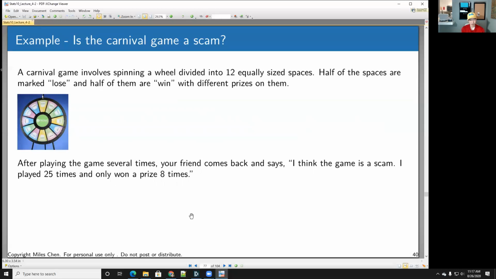If 6 out of 12 are win and 6 out of 12 are lose, we would expect to win about half the time. So our friend goes to the amusement park, and let's say our friend plays 25 times. He's really trying to win whatever giant stuffed bear there is, okay? So he plays 25 times and he only wins 8 times. And so he's upset. He says, I think the game's a scam. I played 25 times and I only won 8 times, right?